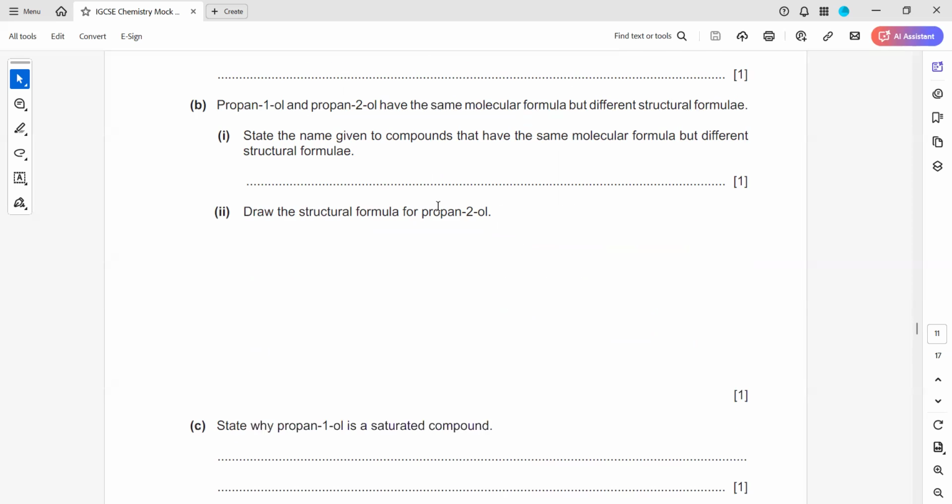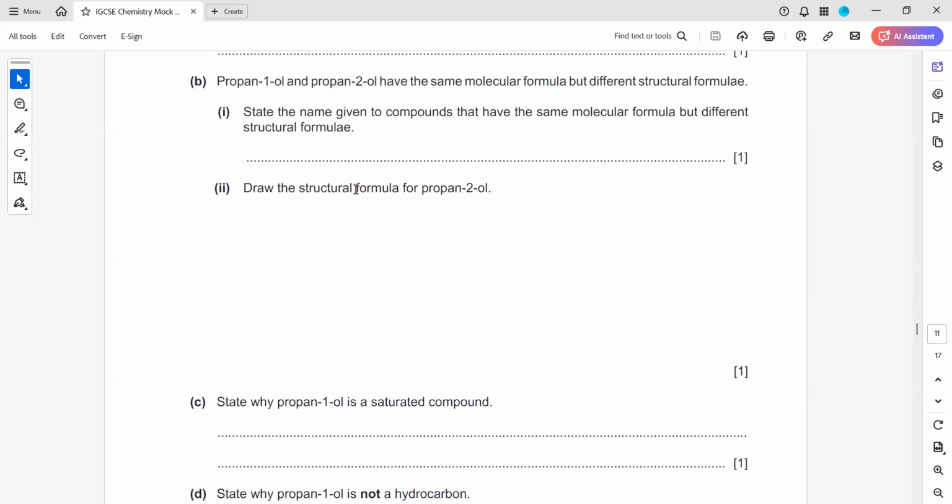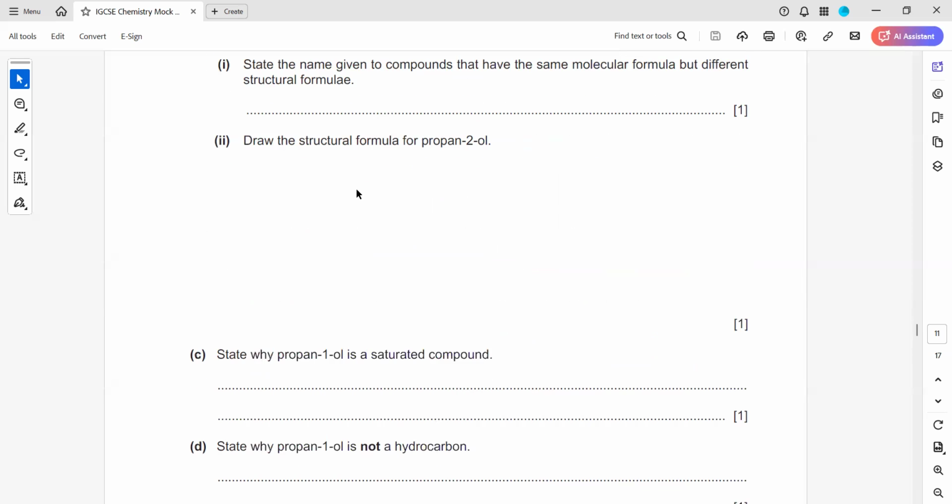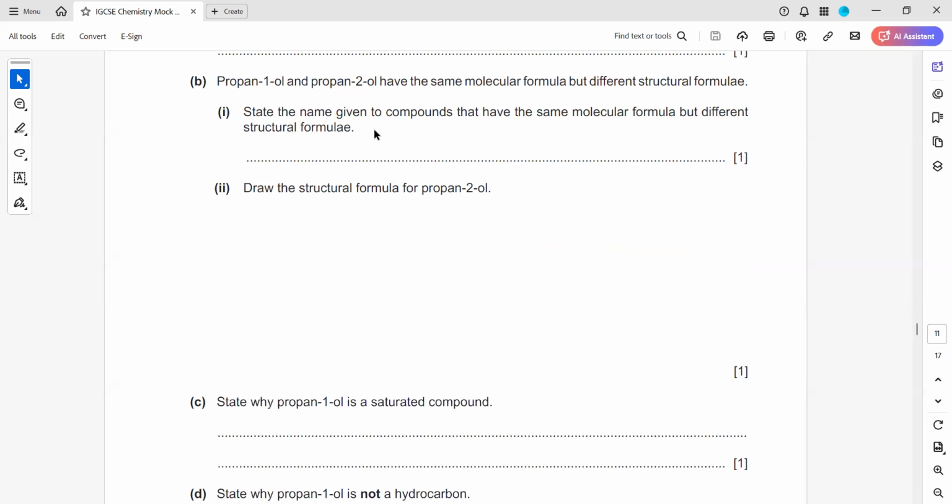State the name given to that. Draw the structural formula. So we want to draw the structural formula. Propan-2-ol has 3 carbons, and the OH is attached to the second one.